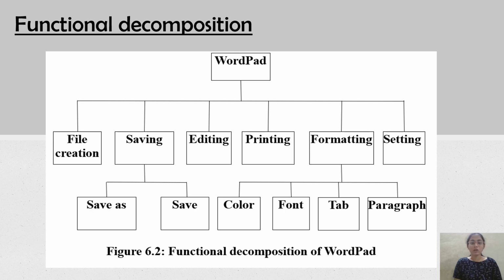Functional decomposition of WordPad. In this WordPad, we can create a file. We can save, edit, print, format, and change settings. In saving, we have two options: save as and save. In formatting: color, font, tab, and paragraph.